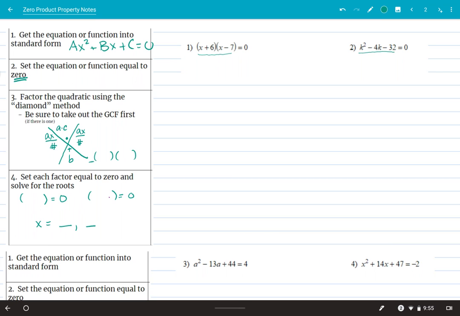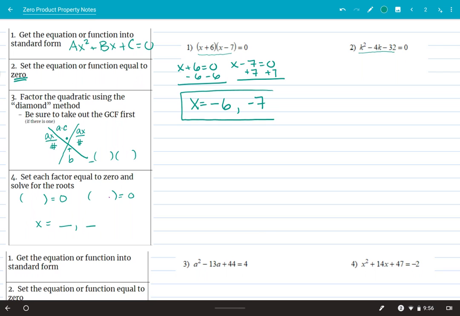So the first one is done for us. We don't have to do steps 1, 2, and 3. All we have to do is separate it. So we're going to go x plus 6 equals 0, x minus 7 equals 0. Get the x's by itself. And we do the same thing with the other one. And x is going to also equal 7. That's it. So once we get into the parentheses form, much easier.